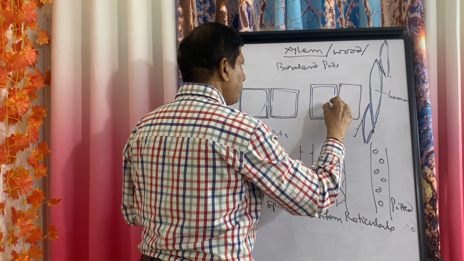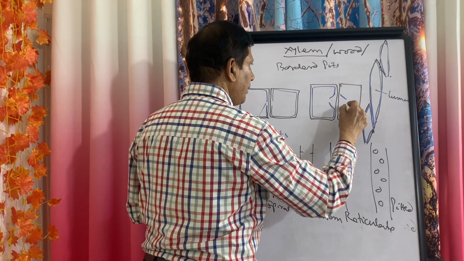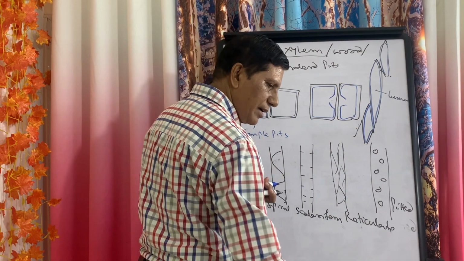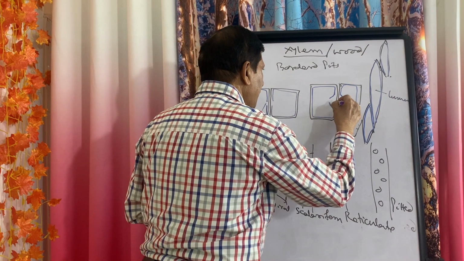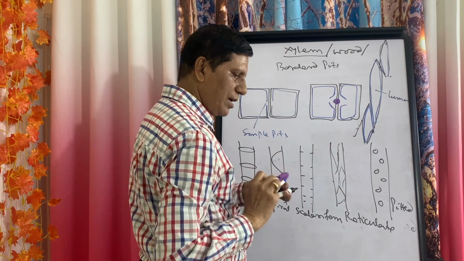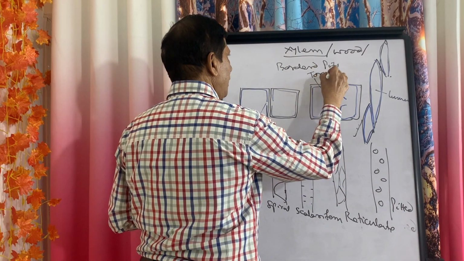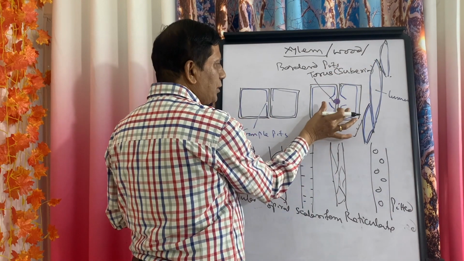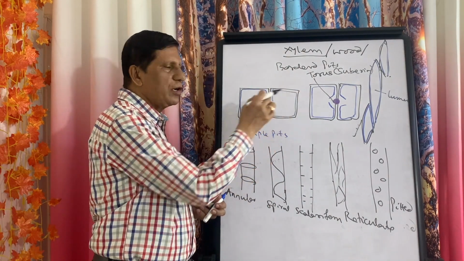So the bordered pits are like this. Now here we'll find some bulging. Here also on this side we'll get bulging. And in between we'll get some thickening like this. This thickening is made up of suberin, and this is known as the torus. This bulging sheet is known as the bordered pit. And in the tracheids of gymnosperms, these bordered pits are there.